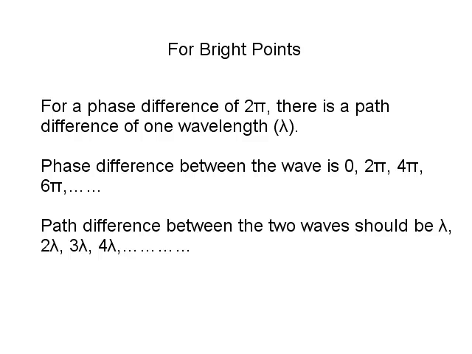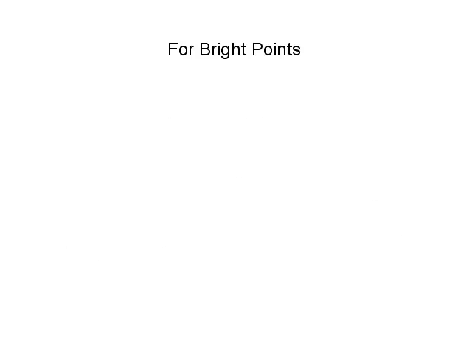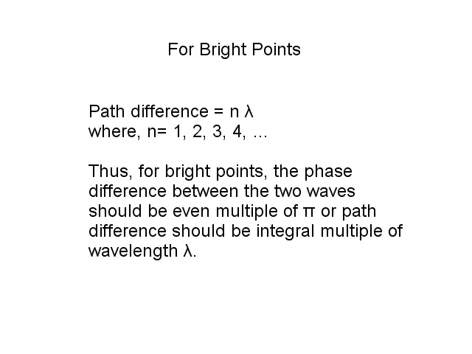Thus, for bright points, the path difference between the two waves should be lambda, 2 lambda, 3 lambda, 4 lambda, etc. In general, for bright points, the path difference is n lambda, where n is 1, 2, 3, 4, etc. Thus, for bright points, the phase difference between the two waves should be even multiple of pi, or the path difference should be integral multiple of wavelength.